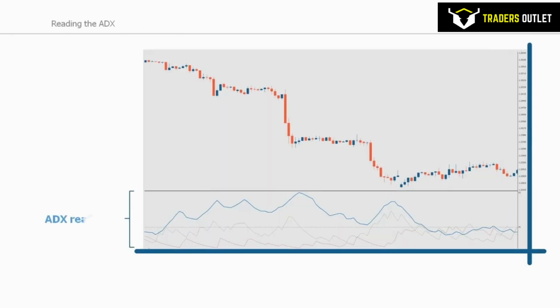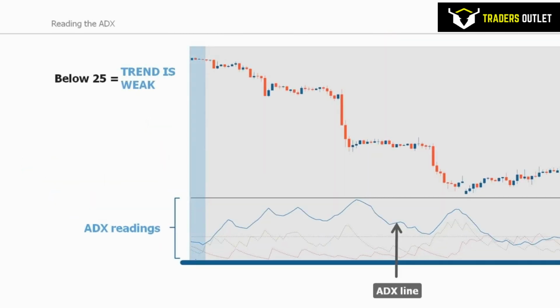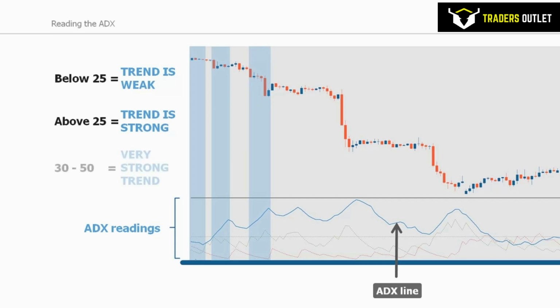Let's now look at the ADX readings and what they can tell us. We are focusing on the ADX line, which is the thick blue line. When it is below 25, it indicates that the trend is weak and that it is not advisable to use trend following techniques. As a trend follower, you would want to see a reading of above 25, as this signals a strong trend. A reading of 30 to 50 signals a strong trend.